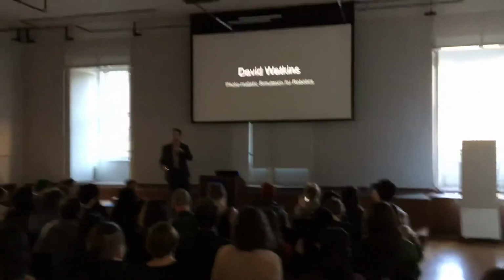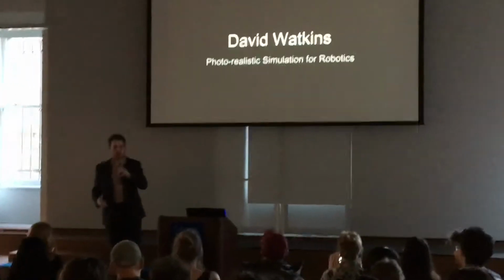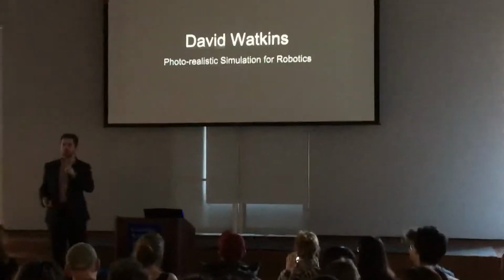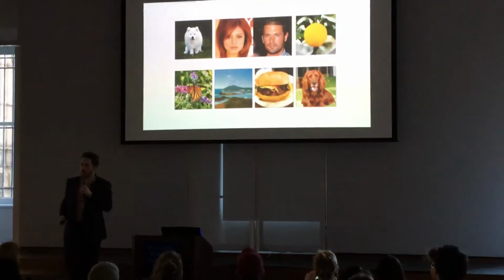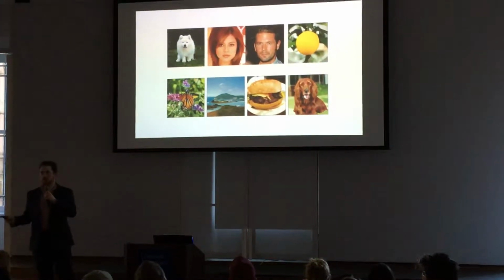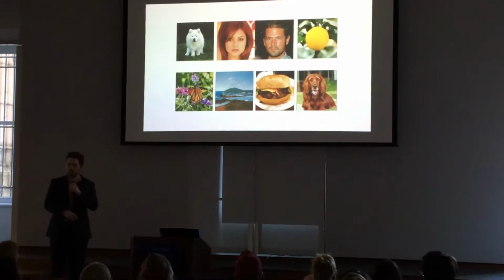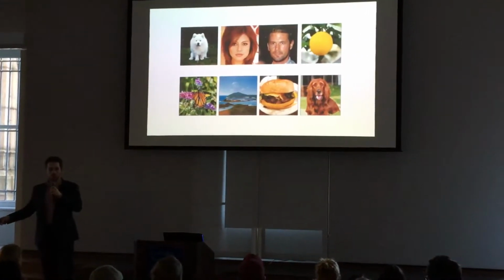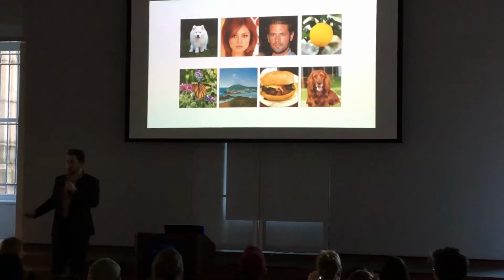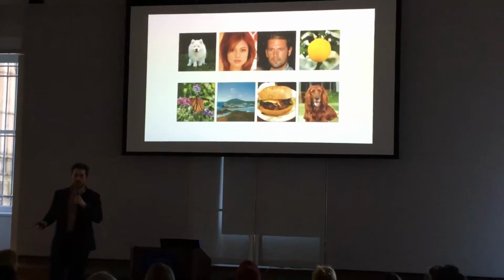What does that mean in modern times? How are we utilizing these things to kind of train robotic systems? Now, I'm going to show you a bunch of images, and I want you all to look at these images and think about which of these are real images and which of these are computer generated. It's a trick question, they're all computer generated, but they look very realistic nowadays.